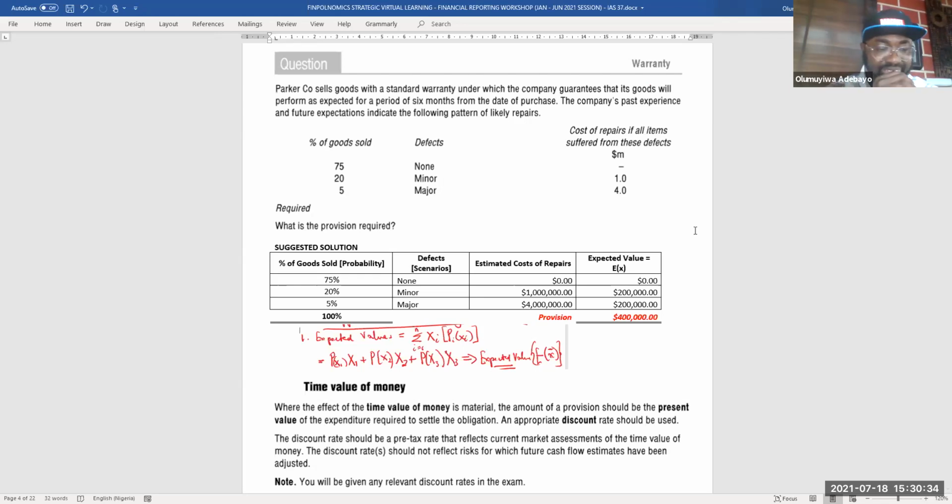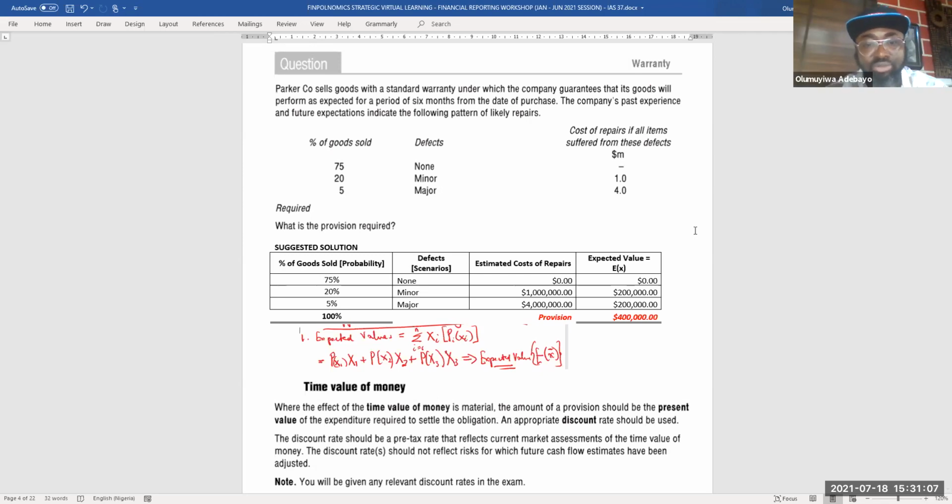Under PPE, we discussed it extensively under IAS 16. Part of the cost of an asset is provision relating to restoration, decommissioning, dismantling, or abandonment. And this is a clear example of provision that will require the effect of time value of money, which then means that we now have to discount it once it is 1 year and above. Does that make sense?